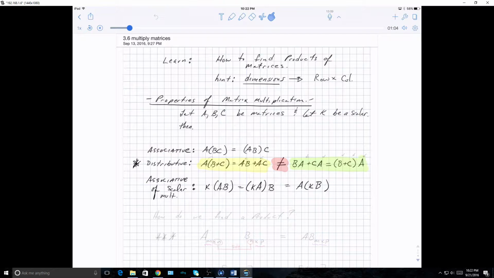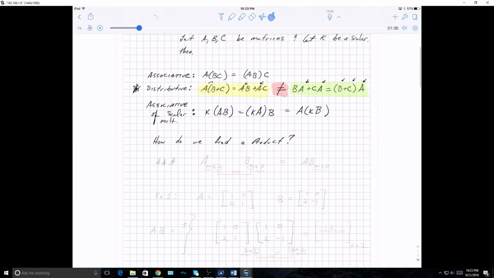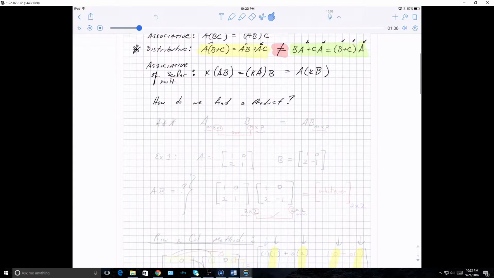So what is it saying? It's just saying that if you multiply a matrix on the left, it must stay on the left. If you multiply a matrix on the right, it must stay on the right. And that has to do with the dimensions. Okay? So how do we find a product? Well, there has to be something about the dimensions.